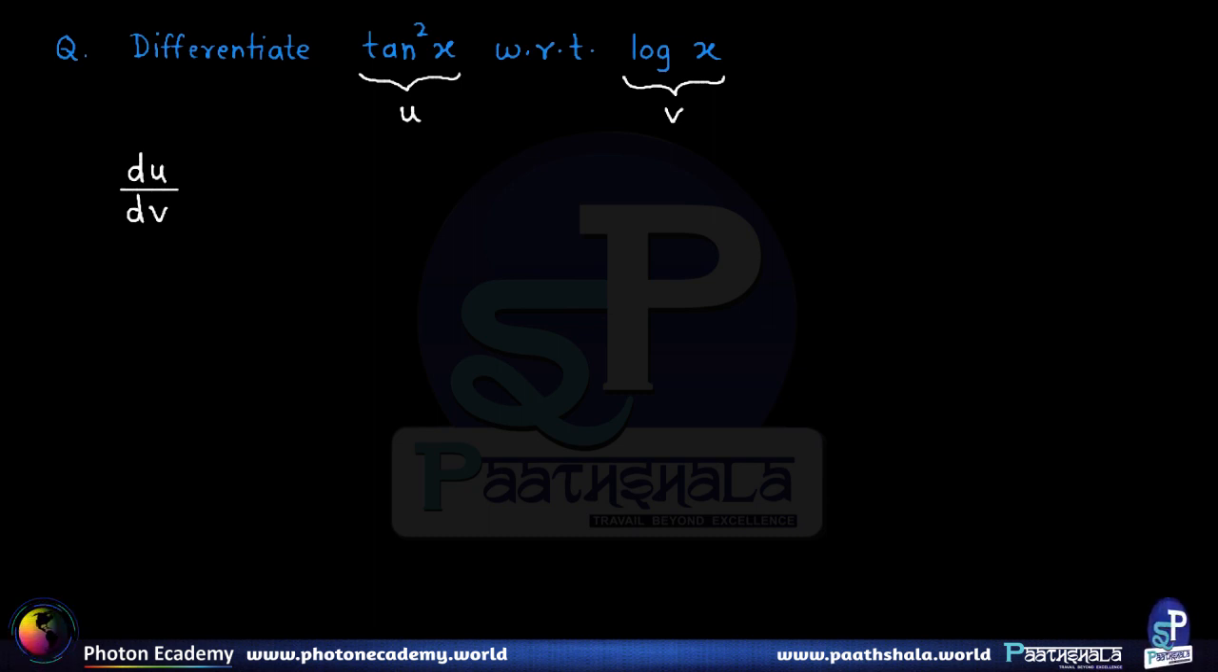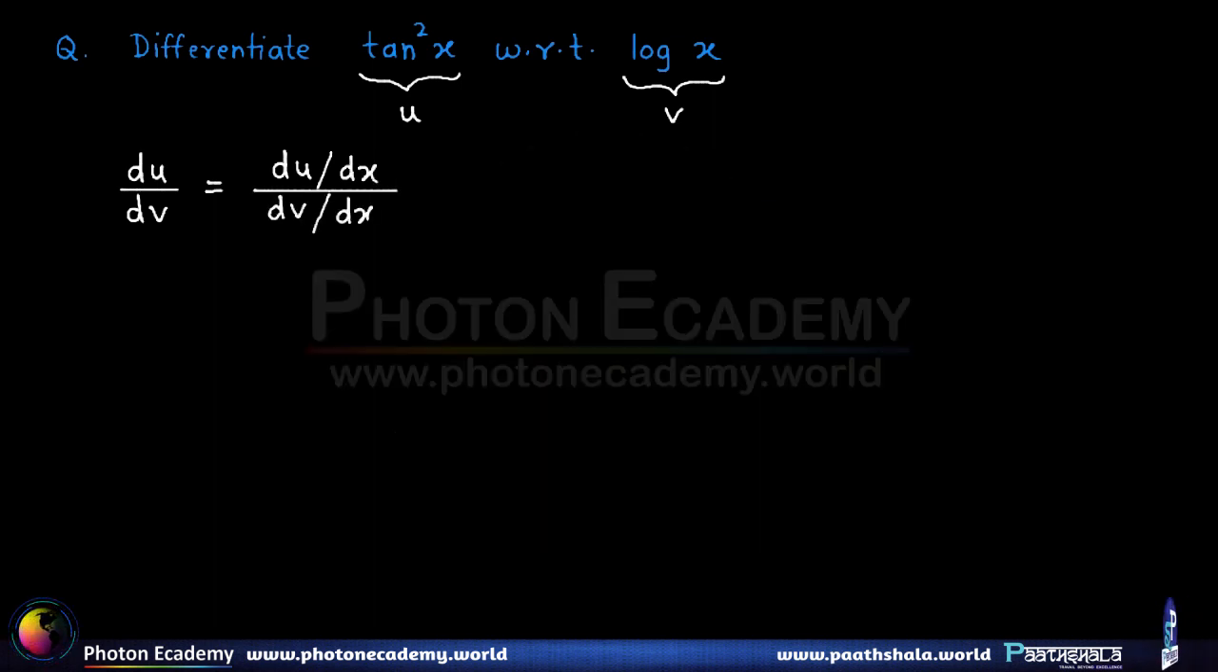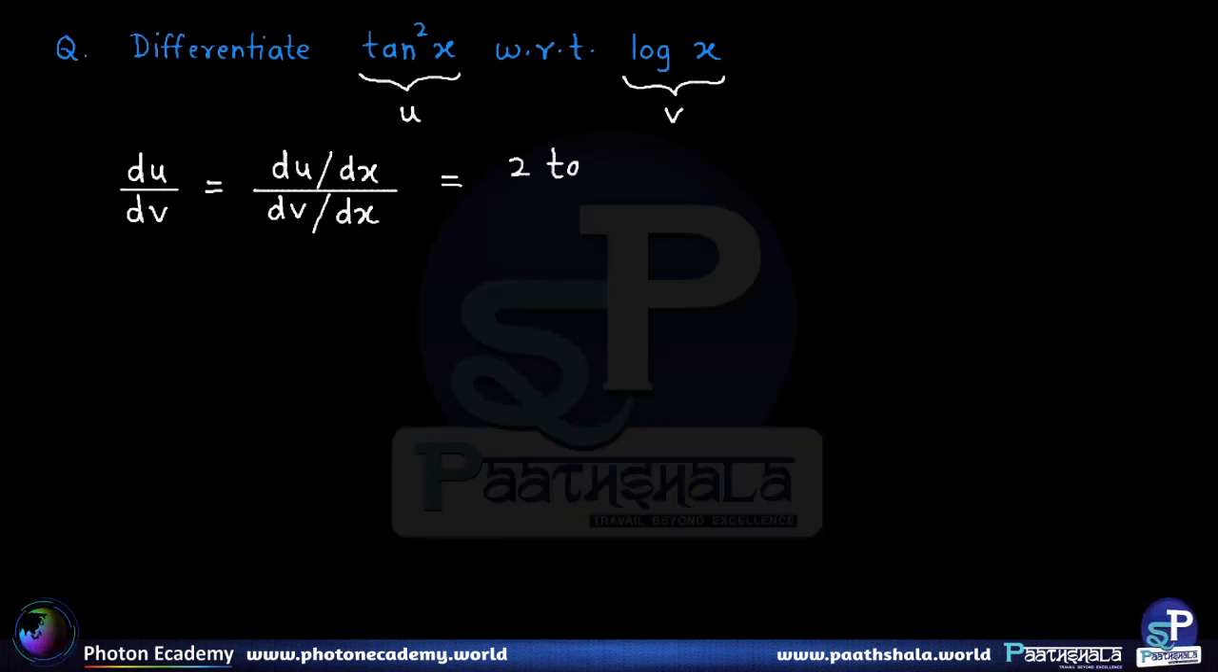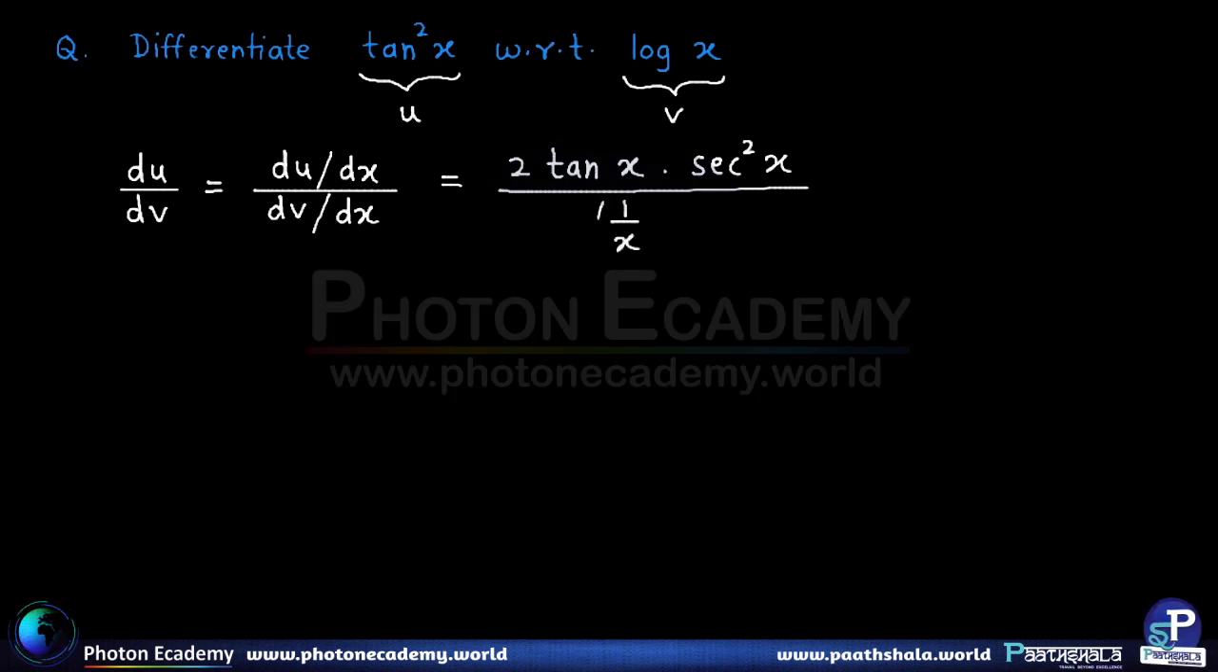Since u is a function of x and v is a function of x, using parametric differentiation, we can write du by dv as nothing but du by dx upon dv by dx. So you see here x itself has to be considered as the parameter. Now du by dx, that is the derivative of tan square, that is the square of tan. So using the chain rule, first we write it as 2 into tan x multiplied by the derivative of tan x, which is sec squared x, isn't it? Whole divided by, now we have to differentiate v with respect to x, and v is log x, so its derivative is 1 upon x.